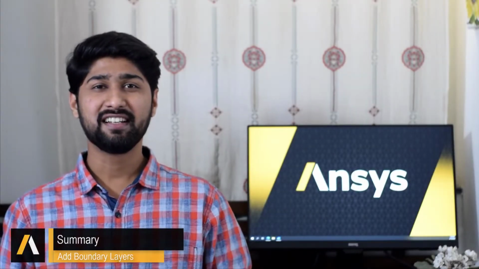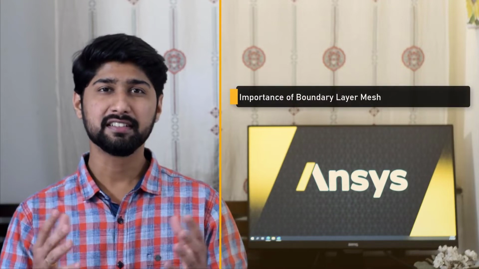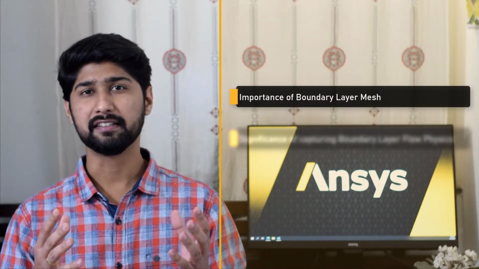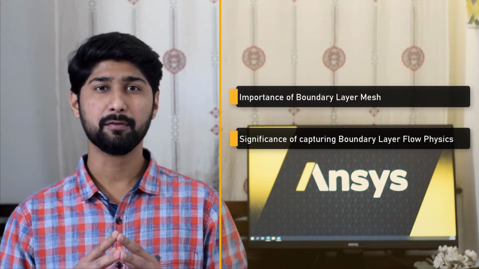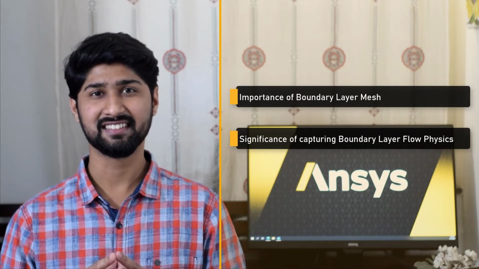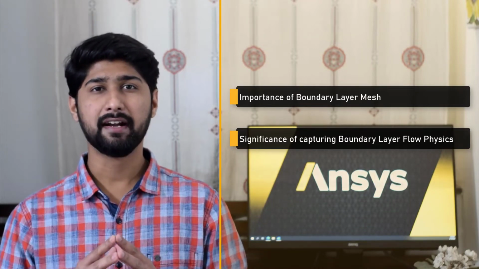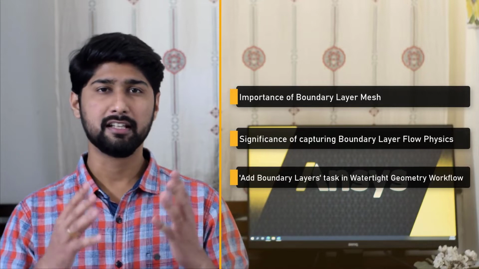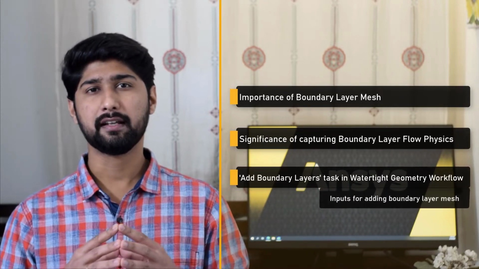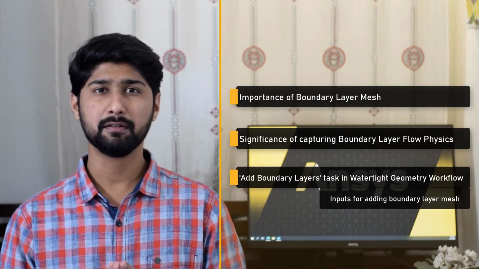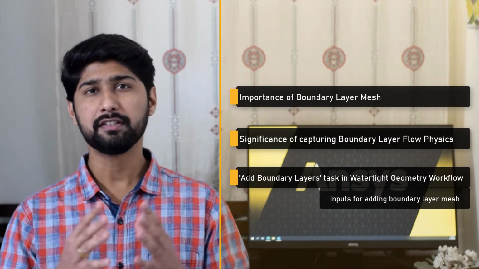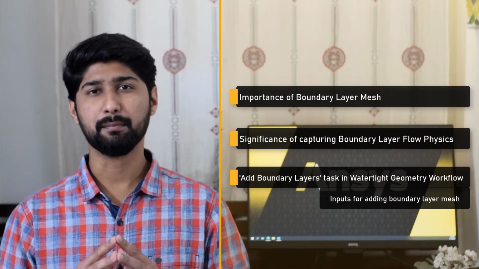Let's summarize what we learned in this lesson. We briefly discussed the importance of boundary layers in fluid dynamics and why it is critical to accurately capture the flow physics in these regions. We then looked at the add boundary layers task and specifically the inputs that are required in the Ansys Fluent Meshing Watertight Geometry Workflow, which can be used to define the boundary layer mesh.